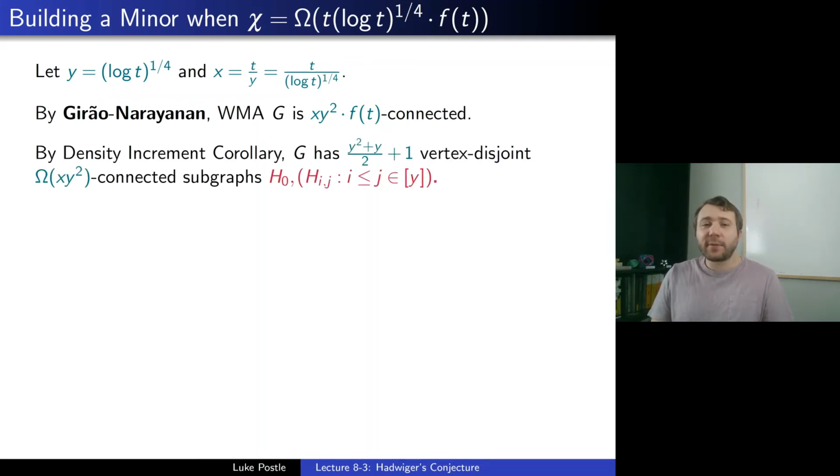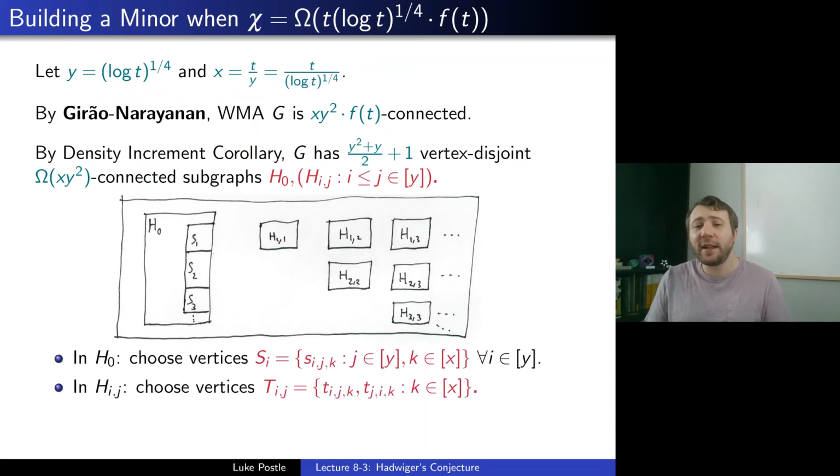So why is that good? Well, now we also have by the density increment corollary that there are lots of these small subgraphs. So let me name them. Let's say there are y squared plus y over 2 plus 1 vertex-disjoint, omega of x y squared connected subgraphs. So we lose the f(t) factor by the density increment corollary. And let's give them names. There'll be H_0 and H_ij, and it'll look like this picture. So what do I have? I have an H_0, which will be a hub to link up and build the parts of my model, my minor. And then I'm going to make pairs. I only need the upper triangular: H_11, H_12, H_13, H_22, H_23, etc.